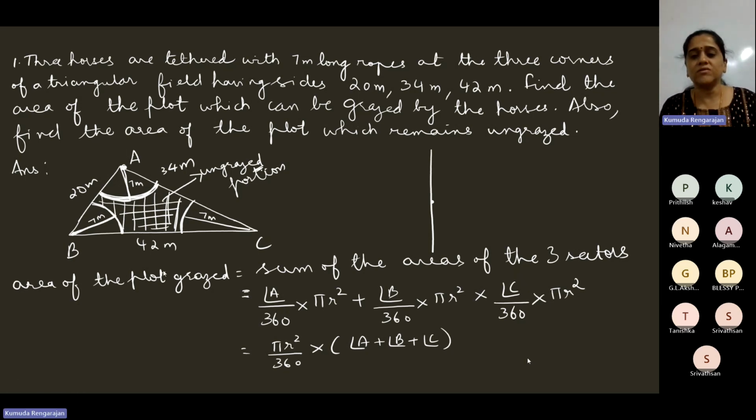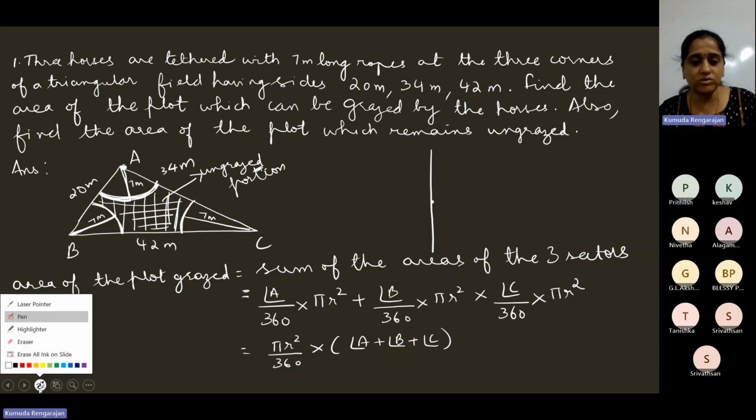So how do you find the area of a sector? Theta by 360 into pi r square. What is theta here? Angle A. Angle A by 360 into pi r square plus angle B by 360 into pi r square plus angle C by 360 into pi r square.